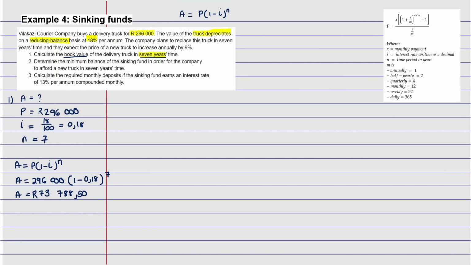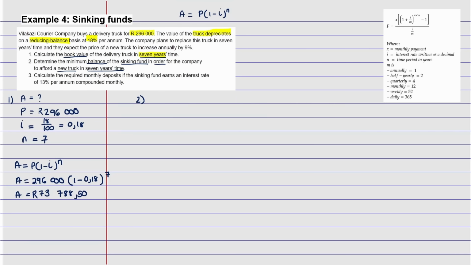So we have calculated the book value of the truck in 7 years. Book value means we're calculating the depreciated value of whatever item they gave us. Then number 2 says determine the minimum balance of the sinking fund in order for the company to afford the new truck. So we need to calculate the amount needed for the company to afford the new truck in 7 years' time.